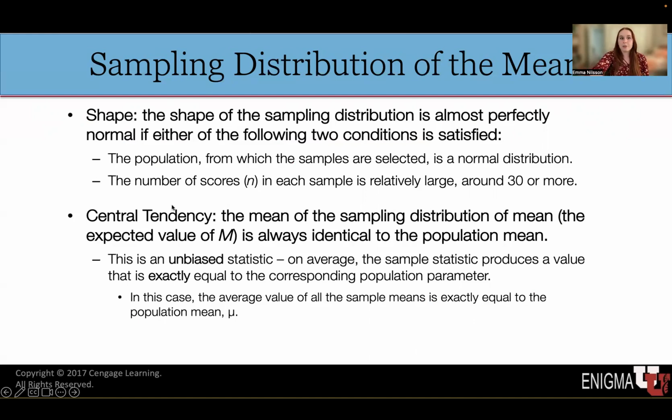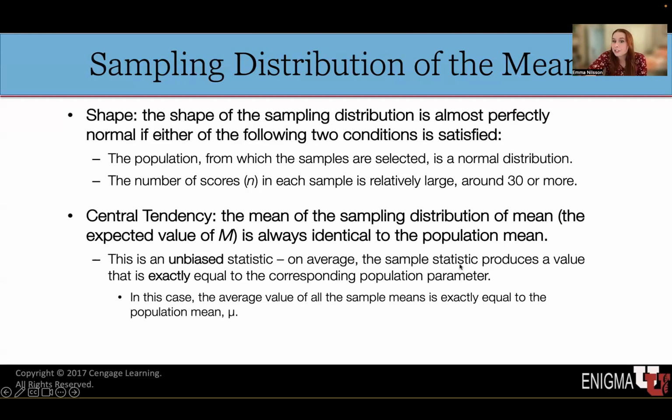The central limit theorem talks about the central tendency as well, and we've already kind of talked about this. The mean of the sampling distribution of the mean, that distribution we talked about, is always identical to the population mean, which we established on the last slide. This is what we call an unbiased statistic.